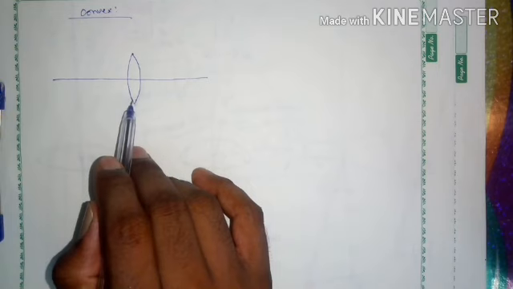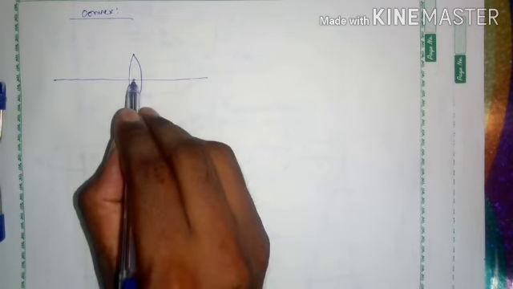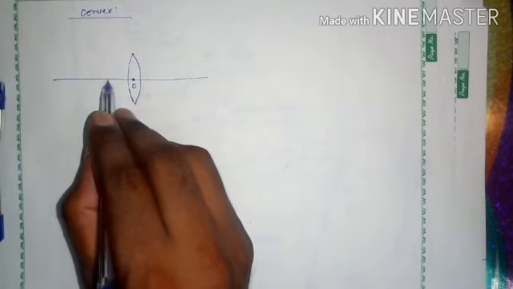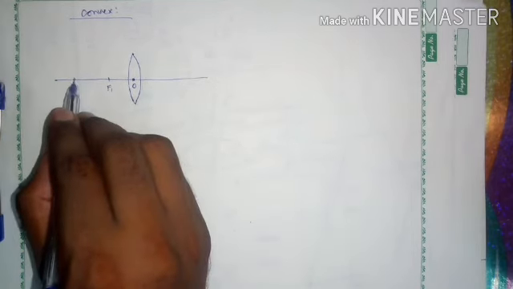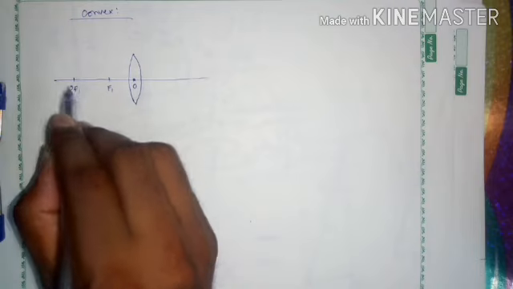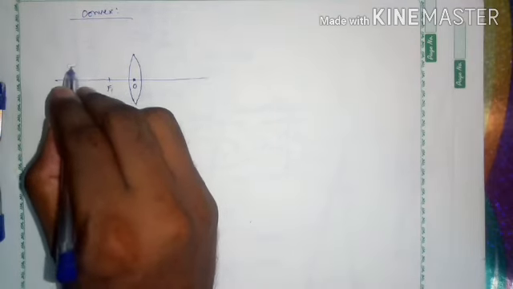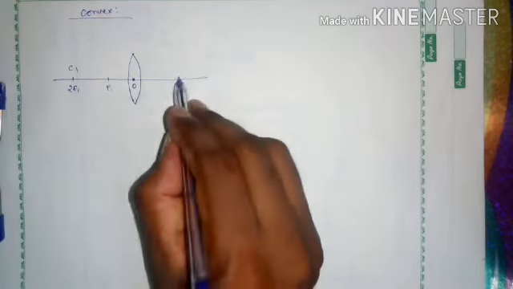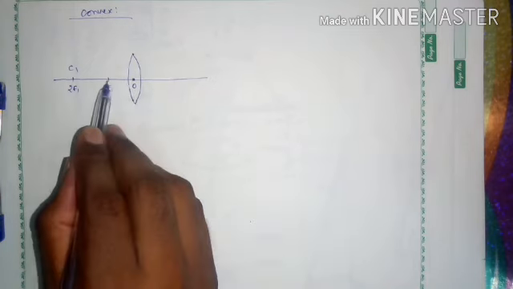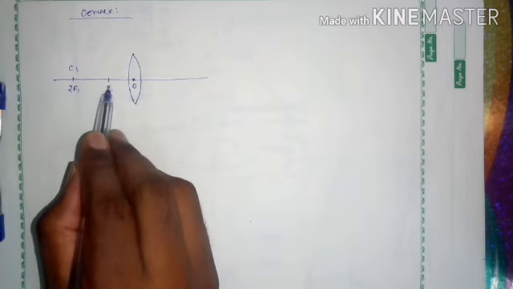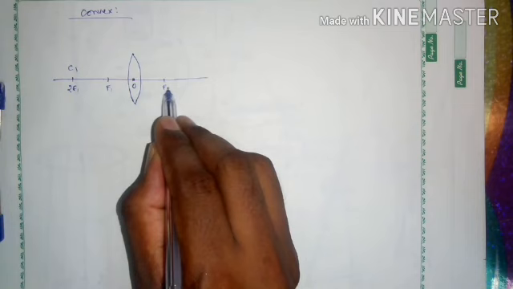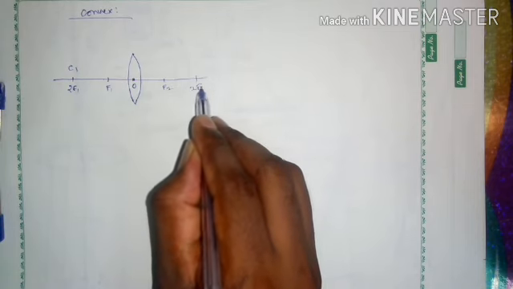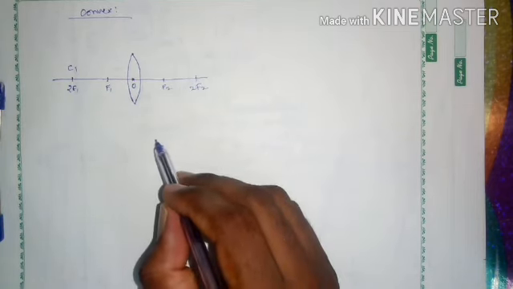Just like that, you have to draw, and mark the optical center O and F1. Here F1 is the principal focus, and 2F1 is C1, the center of curvature. On the right side, take the same distance: OF1 equals OF2. So the same on the right side, the same distance. So this is F2 and 2F2. You have to draw like this.